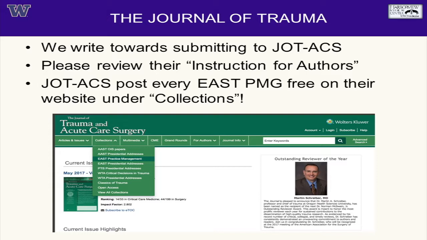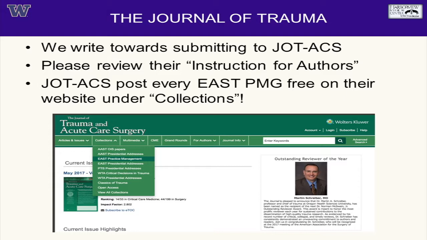So the Journal of Trauma is really important for East. I think we have created a very strong, mutually beneficial relationship with the journal, and when we sit down and write our PMGs, we're really looking to put them in the Journal of Trauma. So we follow the instructions to the authors very, very closely. If you read our white paper, like I just discussed, it really highlights how our East PMG subject material can fit into their recommendations and how we go forward.